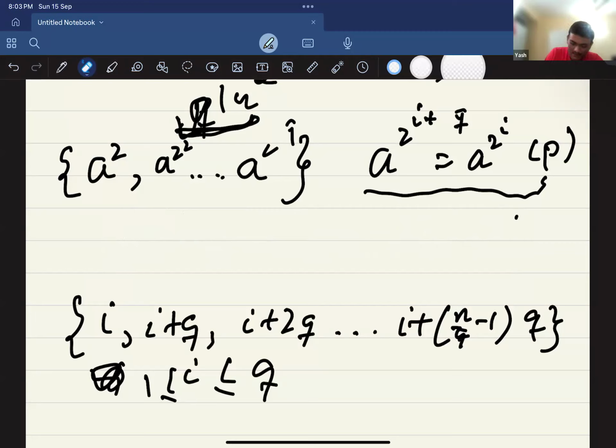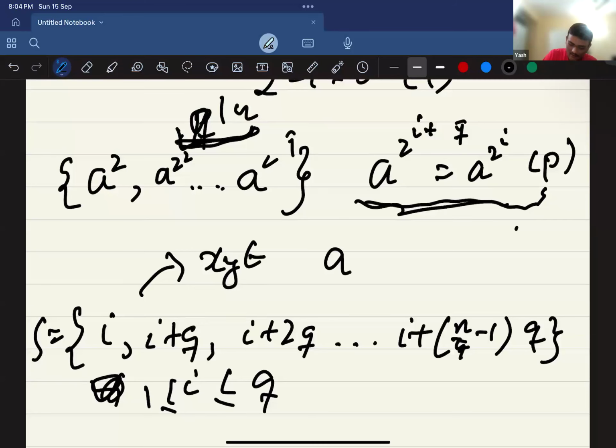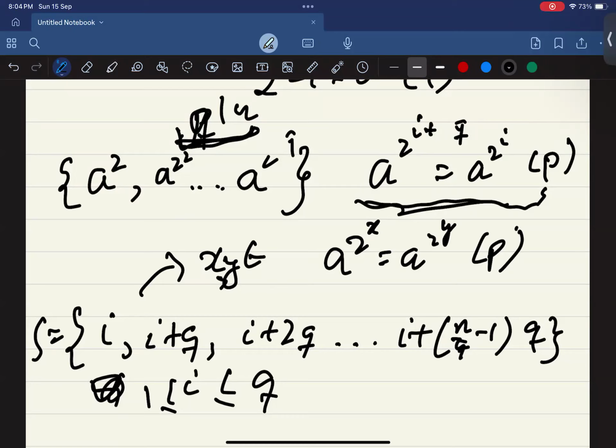And all of them have the property that their a to the 2 to that power is equal by this constraint. Since their differences are multiples of q, if I pick any elements x and y belonging to this set S, then a to the 2 to the x is equal to a to the 2 to the y mod p. You guys see that? And you see why that q dividing n condition was important. Yes, otherwise we won't get integers.